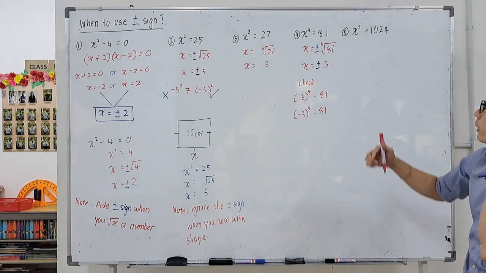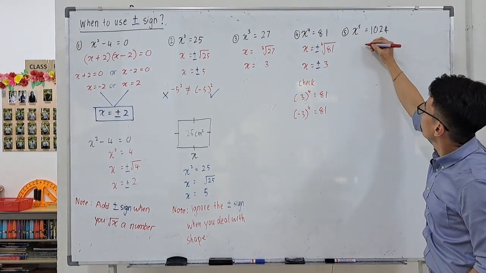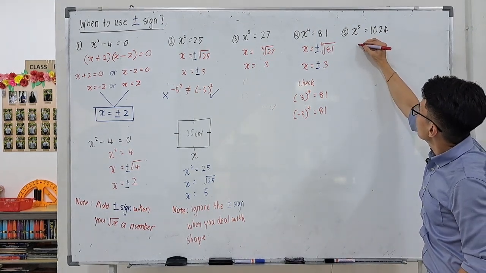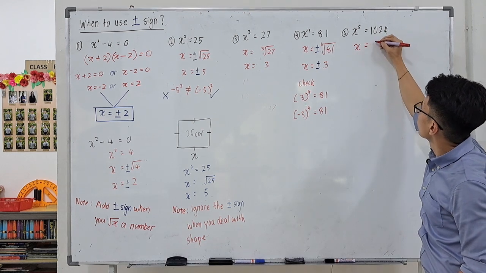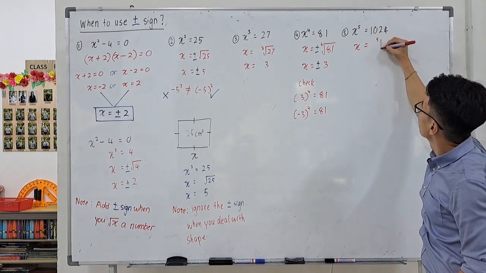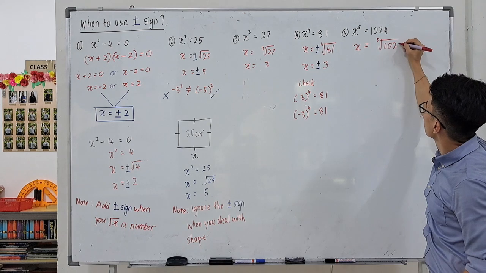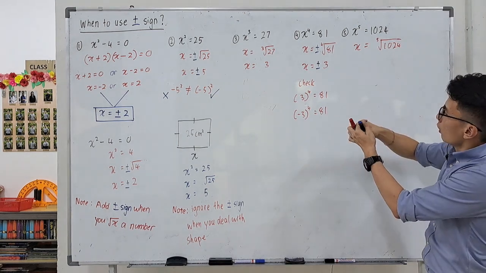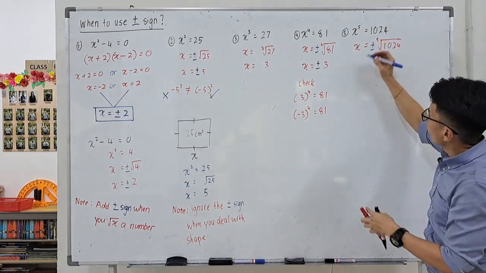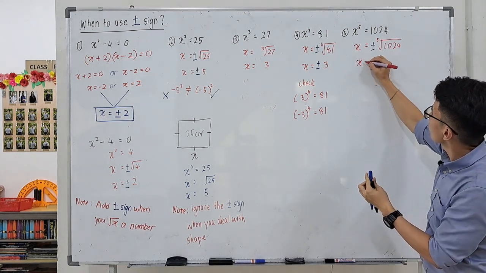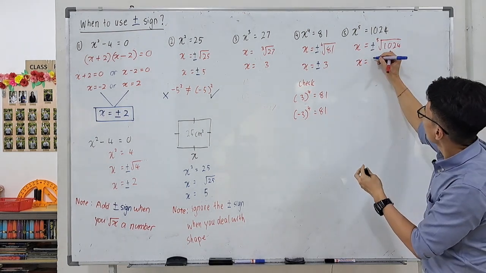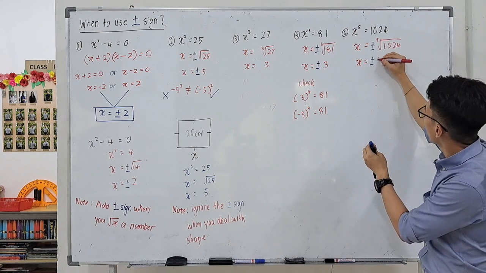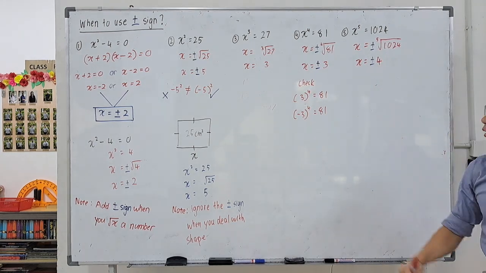Now finally over here, the fifth root, what do you think will happen? Will I have the plus minus? Now let's check again. So again, if I were to solve this, this will be the fifth root of 1024, and I should have my plus and minus sign, and that should give me plus minus 4, okay?